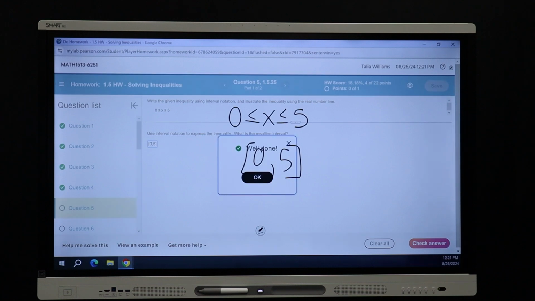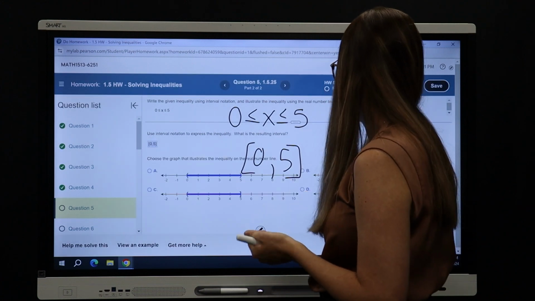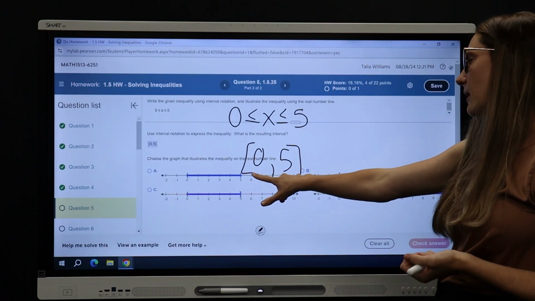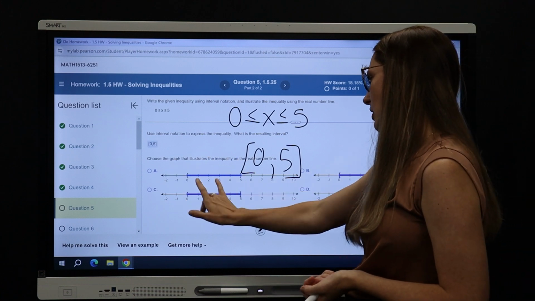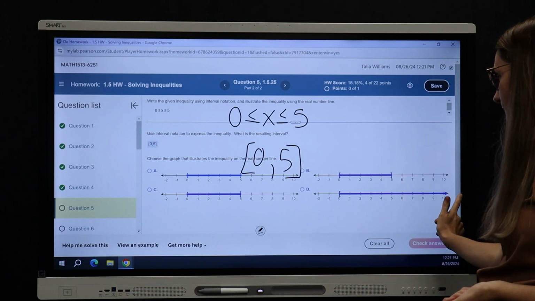Remember that equal to's mean brackets. That's the biggest thing. So I know that both of mine are going to have brackets. This has parentheses. No. Parenthesis bracket. No. Bracket, bracket. And this one goes to infinity.